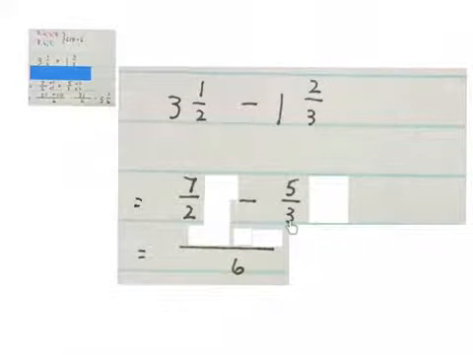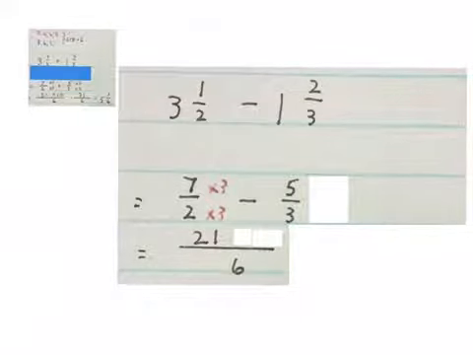Then you make the bottoms the same. You look for the LCD of 2 and 3, which is 6. You put a long line. You ask, what do I times 2 to get to 6? It'll be times 3. Then you also times by 3 at the top. Then 7 times 3 gives you 21.